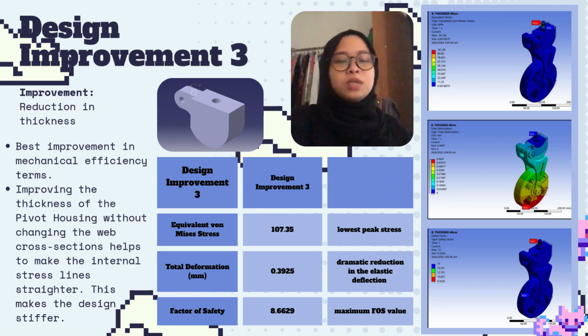It has the lowest peak stress state of 107.35 MPa and a maximum FOS of 8.6629, and a dramatic reduction in the elastic deflection value to 0.39250 mm. From a scientific point of view, improving the thickness of the pivot housing without changing the web cross-section helped to make the internal stress line straighter. This made the design stiffer.